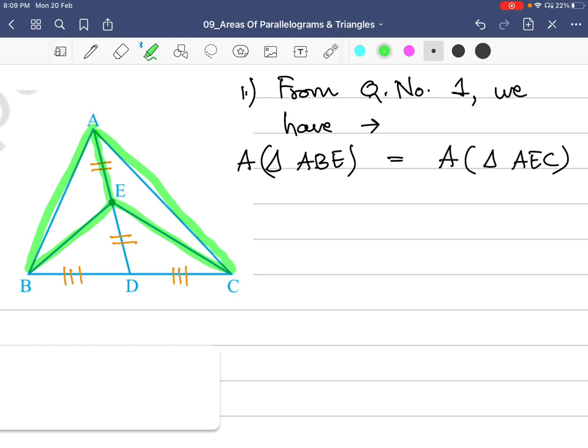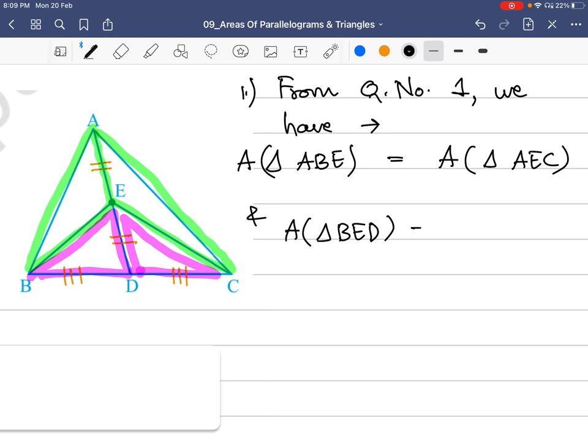That was the first thing, and the area of triangle BED. So once again, let me use a highlighter. So this is our BED. This triangle's area is equal to DEC, this triangle's area. That is what we have already proved in the previous question. So you might have to revisit the video and see this concept again. So BED is equal to DEC. Okay, this is already proven.